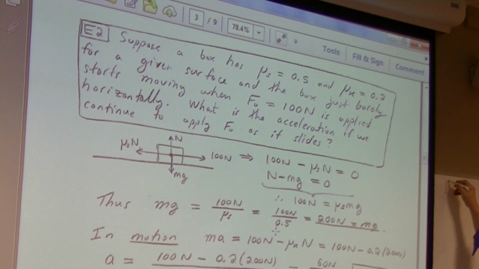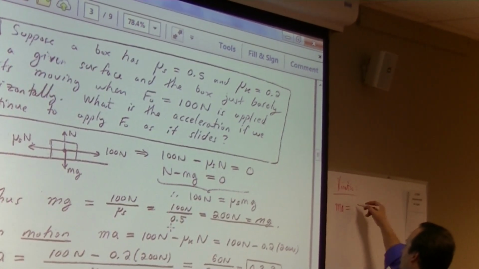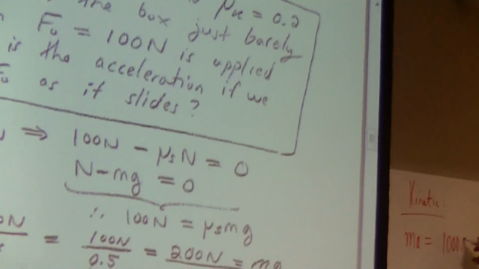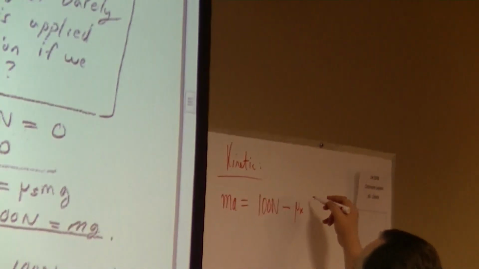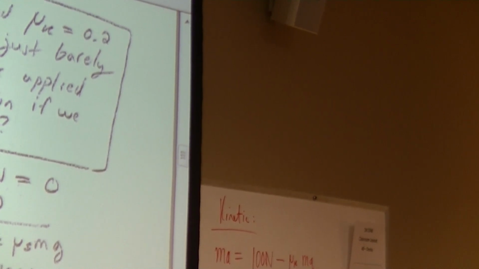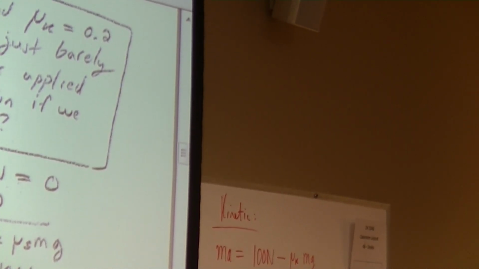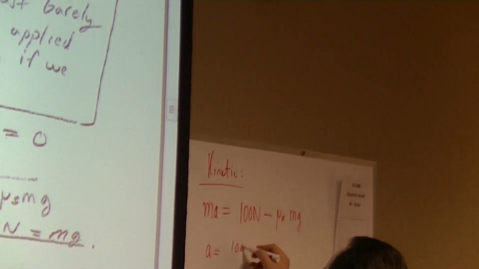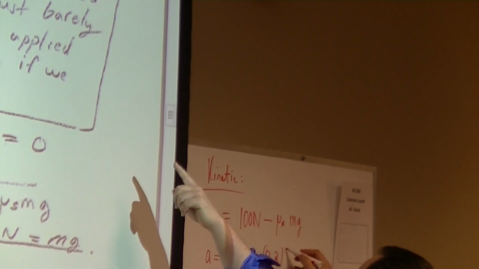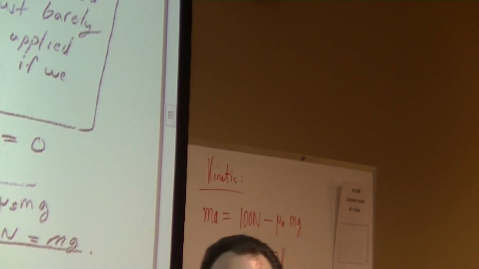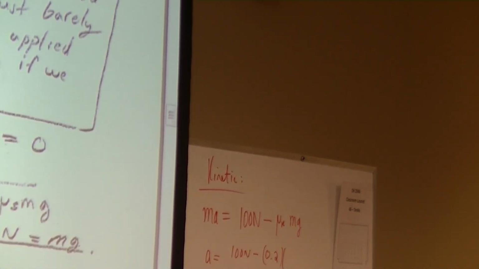Okay, so kinetic case, what do we have? We have MA is equal to the pushing force, which is 100 newtons, minus the force of friction, which is mu sub k times the normal force, which is the weight, as it turns out. Now, I was trying to figure out what the acceleration was. So the acceleration should be 100 newtons minus mu sub k, which we're given is 0.2, times the mass, which we just figured out. This is what's kind of silly about solving for the mass: I'm just going to multiply it by g pretty soon.